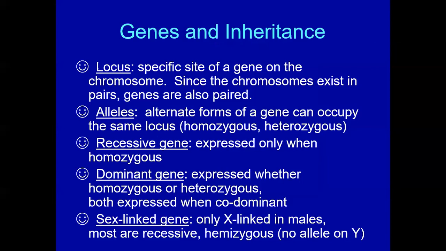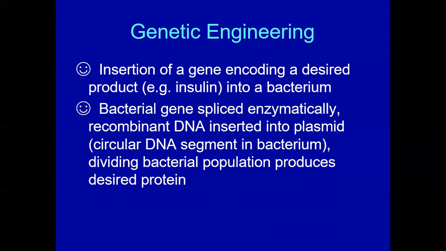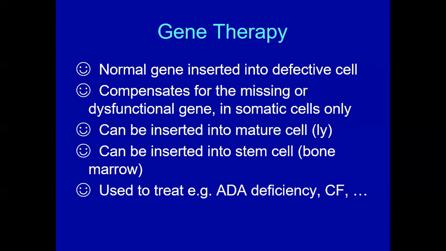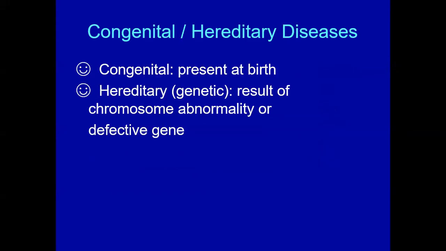So these are the most probable definitions: what the locus is, what the allele is, what the recessive gene is, and what the dominant gene is. Now we can also cover gene therapy and gene imprinting engineering. Under congenital or hereditary disorders, we will look at the different causes.